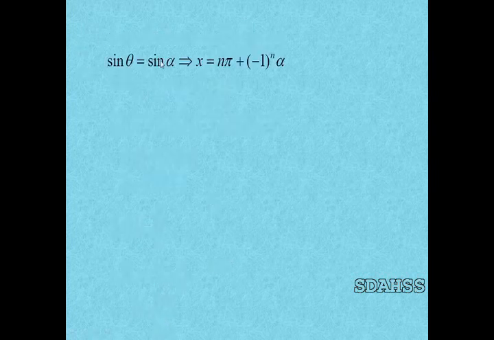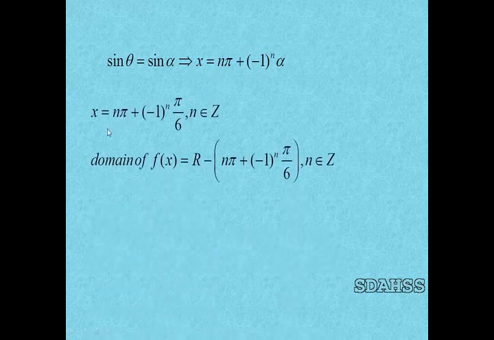We know that, as we will study later in trigonometry, sin theta is equal to sin alpha implies x is equal to n pi plus minus 1 whole power n alpha. You make use of this formula. So we can write x is equal to n pi plus minus 1 whole power n, and in the place of alpha, you can write pi by 6, where n belongs to Z.